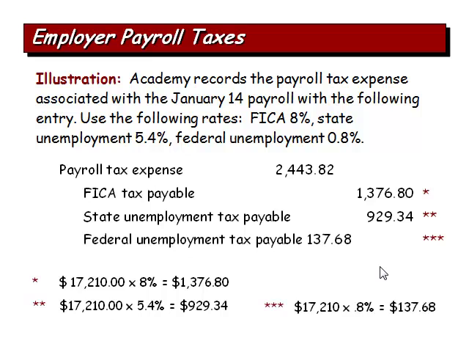So we have FICA taxes payable there, $1,376.80. We have state unemployment tax of $929.34. We have federal unemployment tax of $137.68. All that totals to $2,443.82. So debit payroll tax expense for that amount, credit to those different payables.